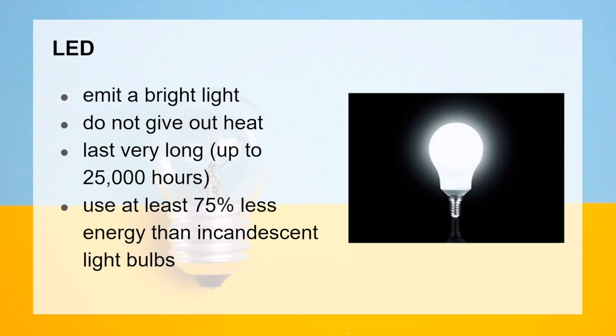The advantage of LED is that even though it can emit a bright light, it does not give out heat energy. LED can last very long, up to 25,000 hours. Compared to incandescent light bulbs, LED use at least 75% less energy. Hence, LED is gaining more popularity in recent years.